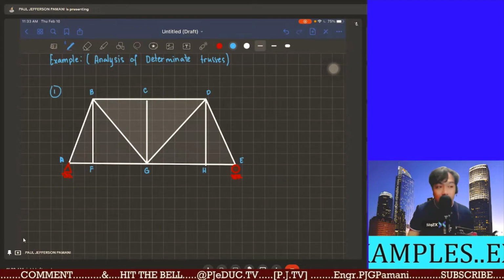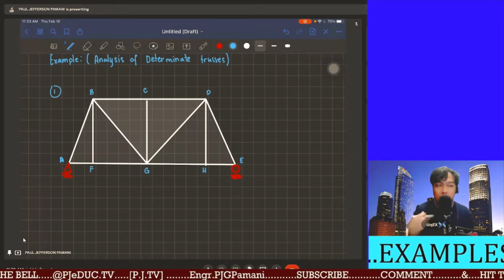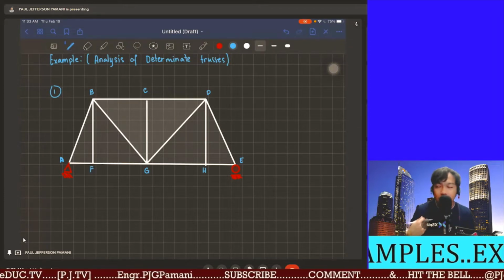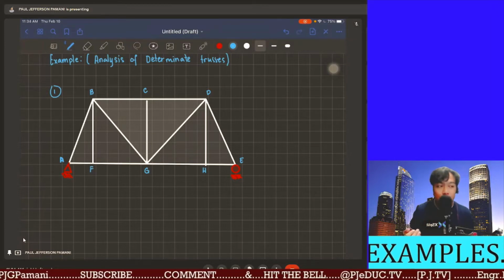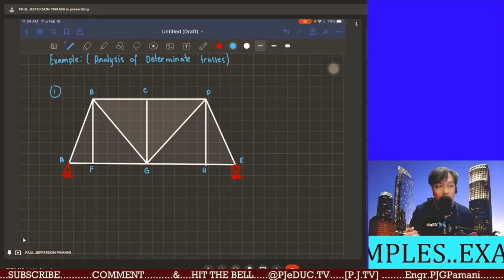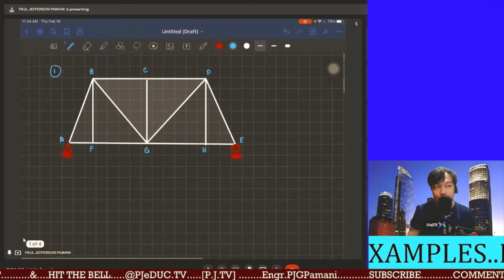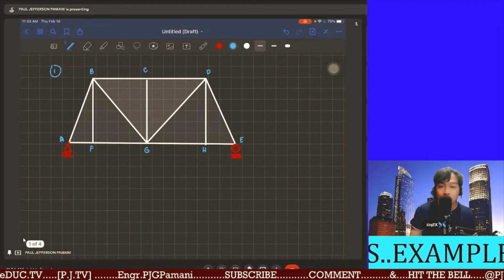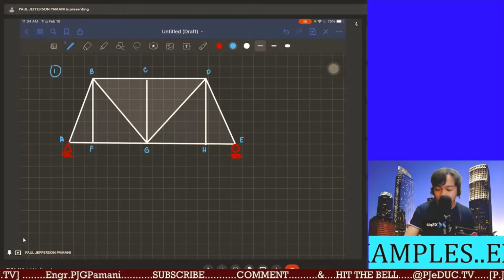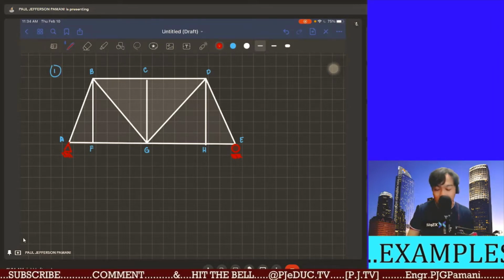So first things first, before we solve any of the parameters, the number of reactions, the forces on each member, the applied forces and all that, we must determine whether the given truss system is indeed a determinate type of truss. How do we do that? By using our formula. What is the formula for the degree of determinacy of a truss system?